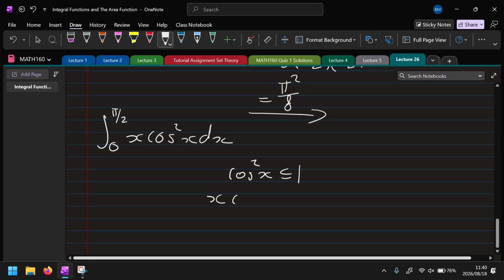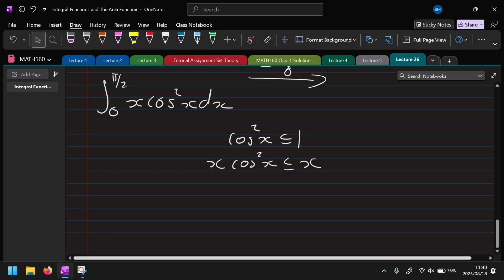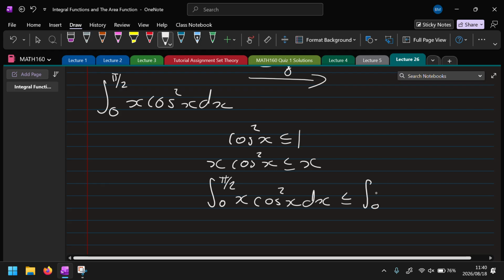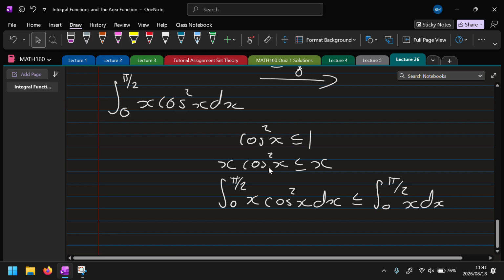So we get x cos squared x, which is what we want. And the right-hand side is much simpler now. So we can do the integral on both sides using that property. And this other side just becomes this, which we did before. So we replace the more complicated integral with something simpler. Okay. Any other questions?